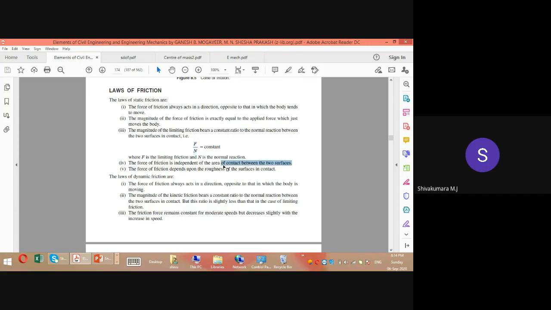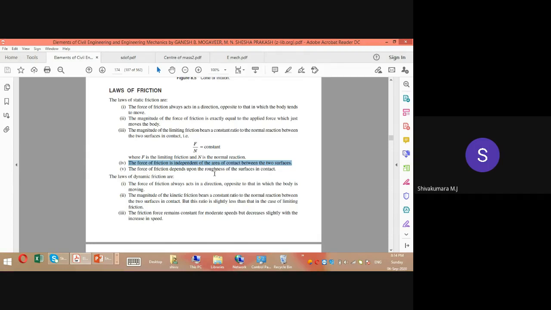See, all of the remaining things you will remember and write, but normally one thing you will forget: the force of friction is independent of the area of contact between the surfaces. You may feel that more surface area in contact means more friction, and less contact area means less friction. No, it is not. The frictional force is independent of area.